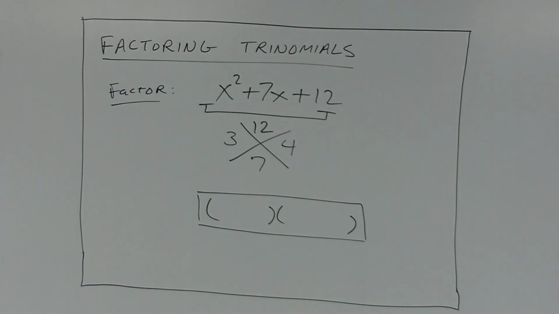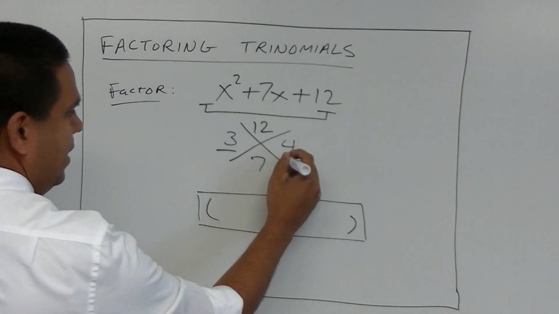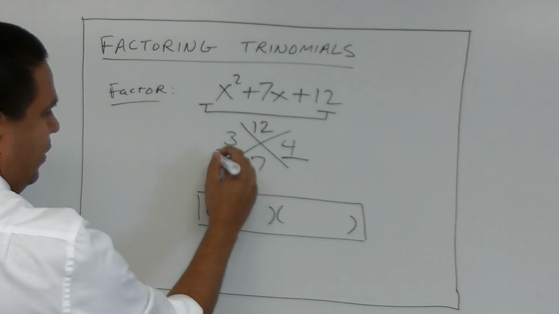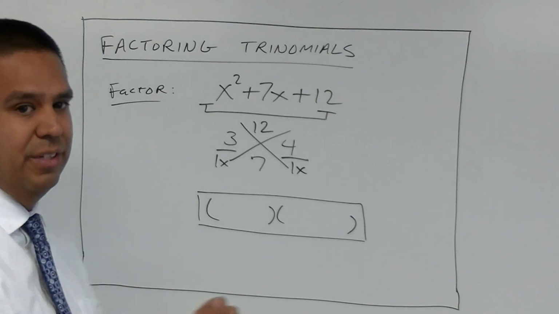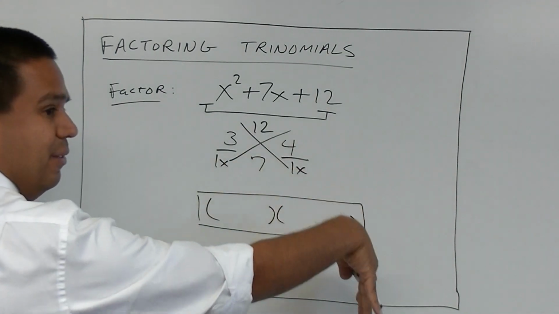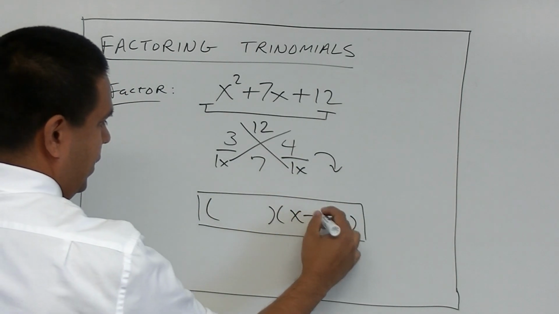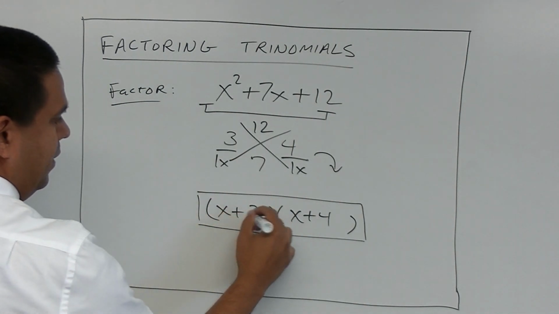Everybody good with that? Okay. And then the last step, and we're going to have our answer here, is to divide by this first number. What was that first number? 1. So we could just put like a 1x and a 1x. And watch this. This is amazing. This is easy. We just kind of knock the fraction over so that you get x plus 4. And if we knock this guy down, that's an x plus 3. And you're done.